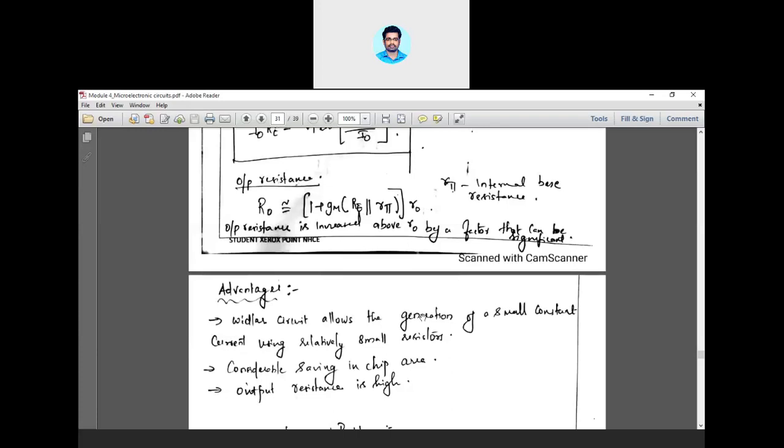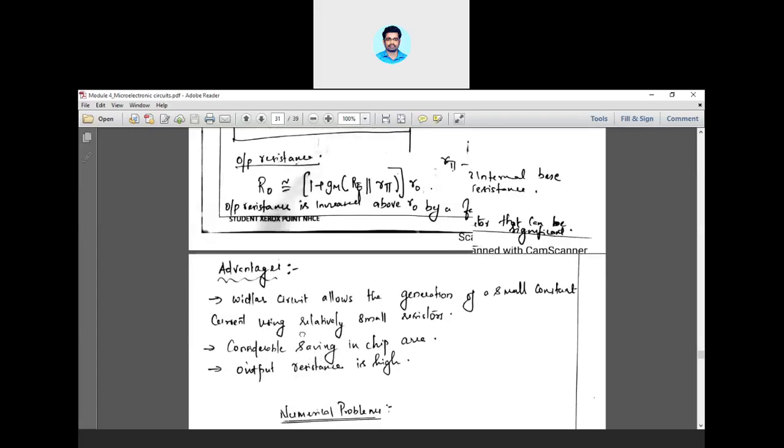So it is able to produce any desirable value of output current with a convenient resistance value, and again considerably saving chip area, meaning hardware complexity is less. So it can be fabricated within a small space. Then again it is offering a high output resistance, which is quite desirable for a cascode amplifier. Understood? So that is the end of this module.